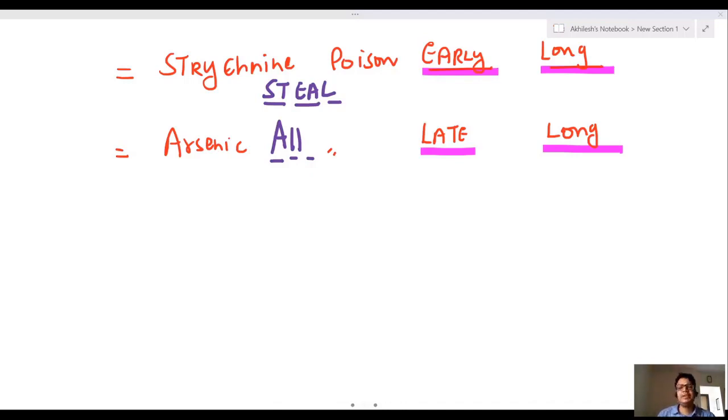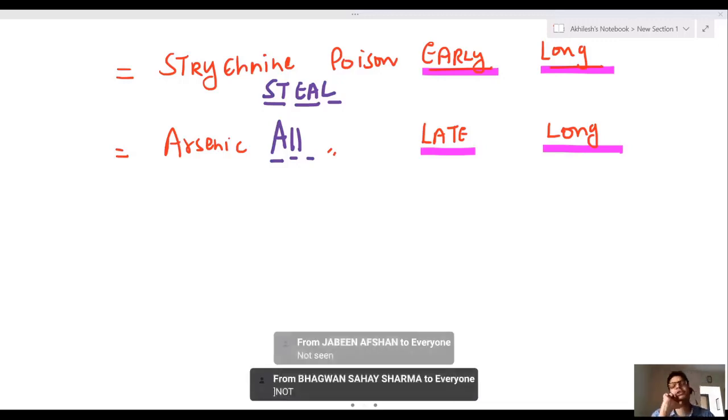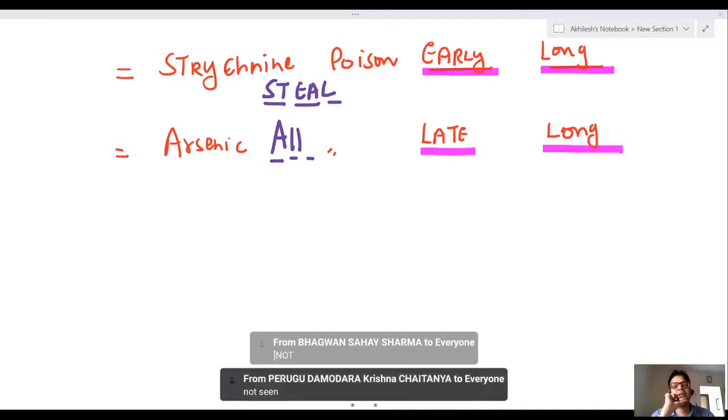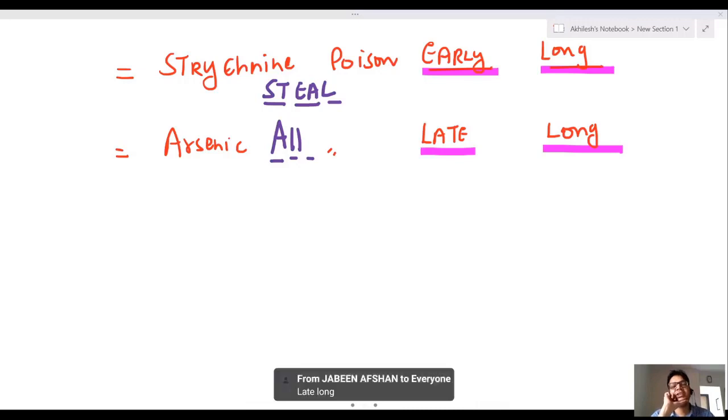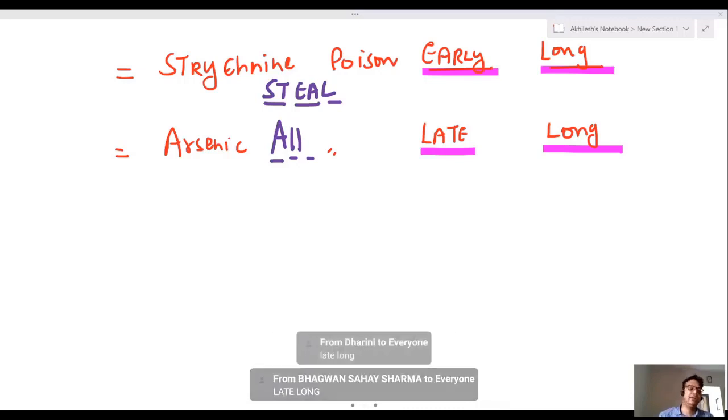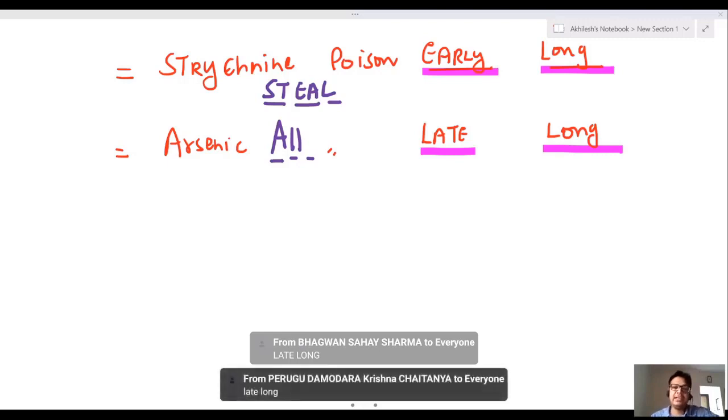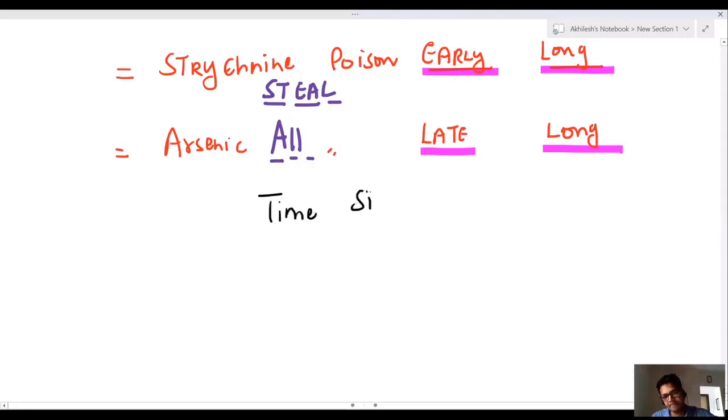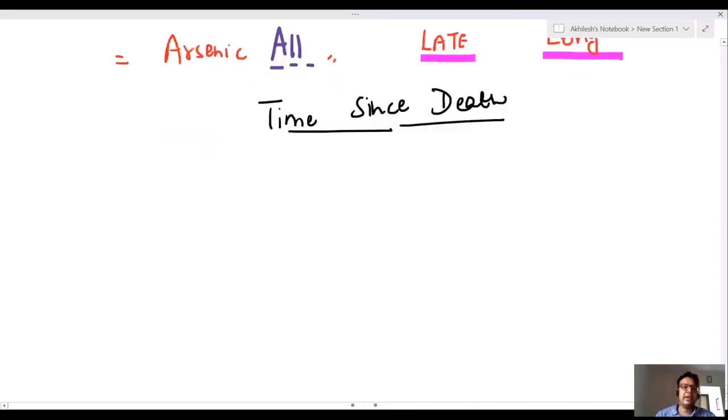Fetus below 7 months of age, rigor mortis is not seen. Arsenic poisoning, early, long, late, long, what is seen? Arsenic poisoning, late onset, long duration. And one thing is clear, rigor mortis gives an idea about time since death.